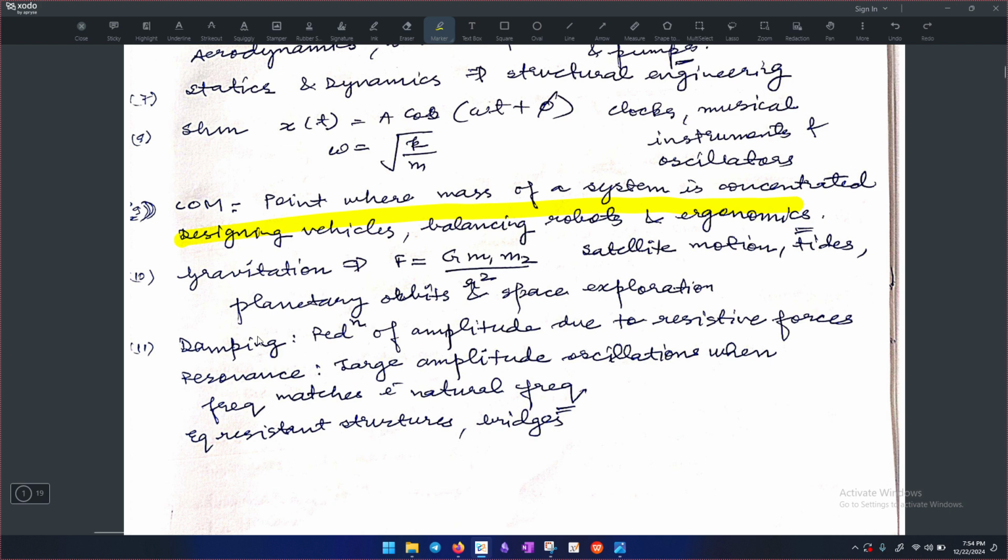Gravitation is used to study planetary orbits and space exploration, and damping is basically reduction of amplitude due to resistive forces, and resonance is large amplitude oscillations when frequency matches with natural frequency. Examples: resistant structures, bridges.